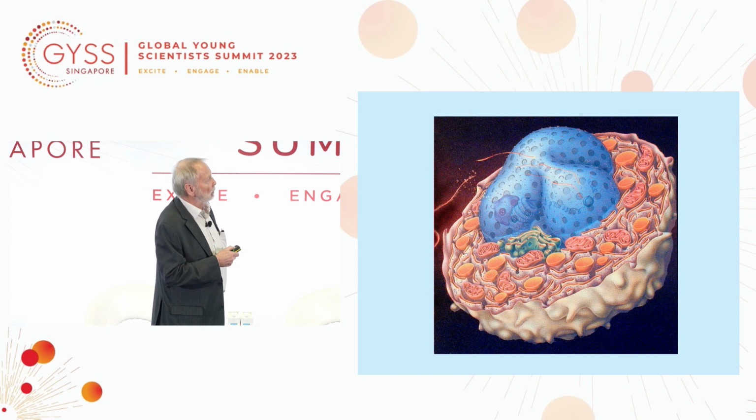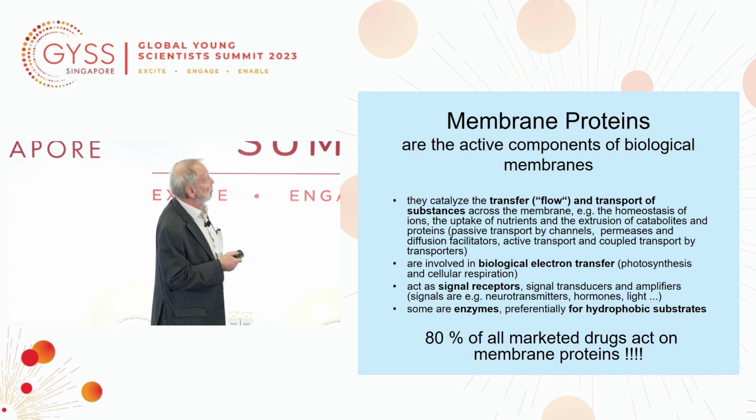And what is the problem? The membranes are barriers and you have to transport substances across the membrane, including ions. You have active transport, you have passive transport. And also, what is very important, biological electron transfer in photosynthesis and cellular respiration occurs in biological membranes. And this is my major focus of my work.